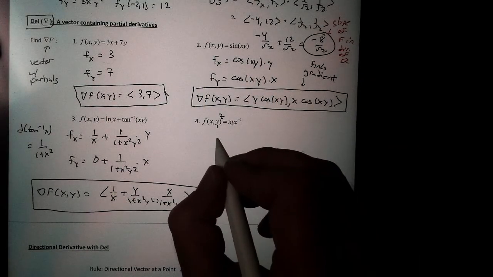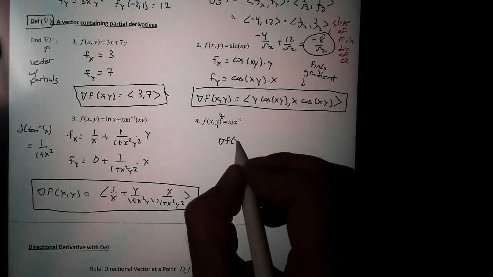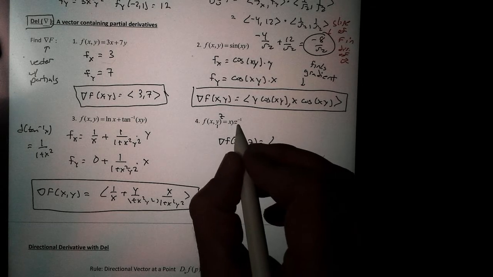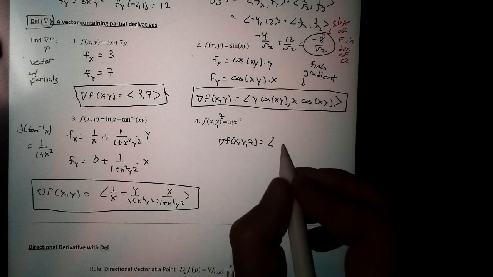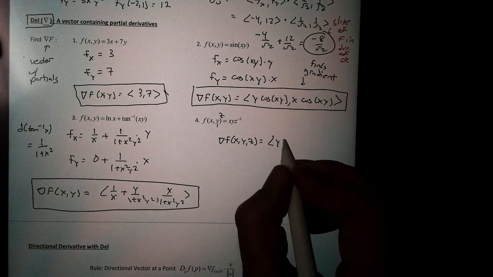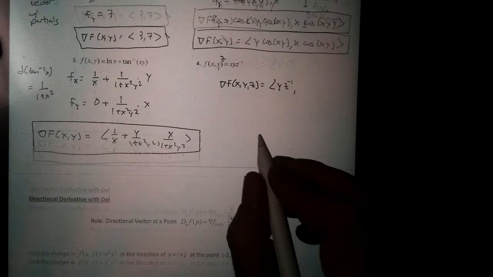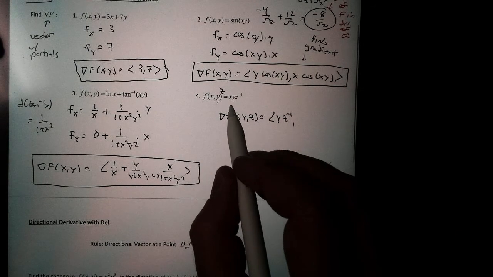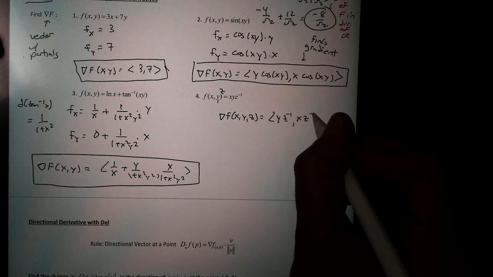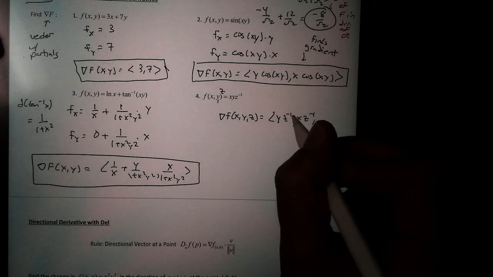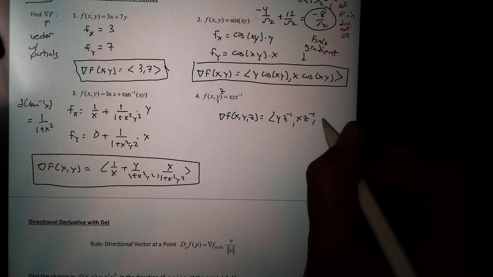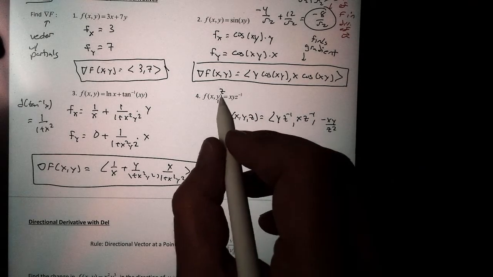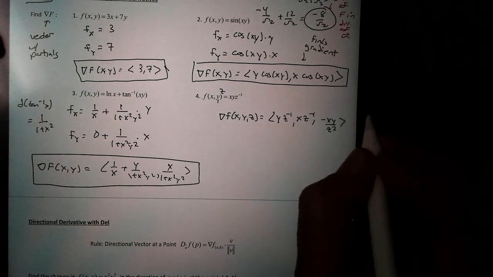So let's go ahead and take a look here. Let's see if we can do this in our head. You should be able to. Ready? My first one's the derivative with respect to x. If I take the derivative with respect to x, we're going to get y z inverse. The derivative with respect to y becomes x z inverse, and the derivative with respect to z becomes, be careful, negative xy over z squared. Remember, the derivative of z inverse becomes negative 1 times z to the negative 2. And there we have our del.